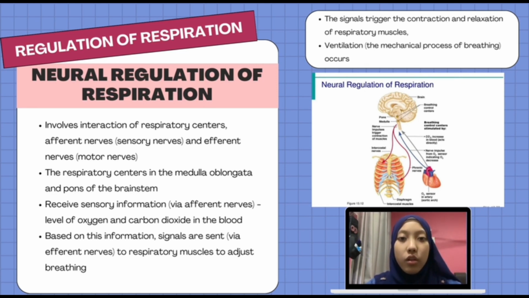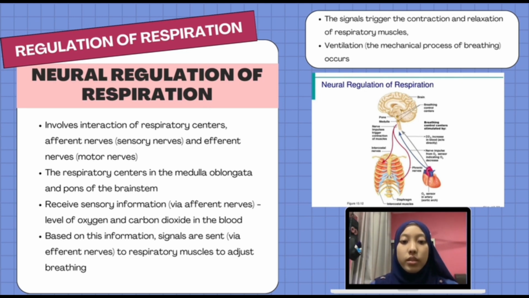The neural regulation of respiration involves the interaction between respiratory centers, afferent nerves, which are sensory nerves, and efferent nerves, which are motor nerves. Firstly, the respiratory centers are located in the medulla oblongata and pons of the brainstem. These centers receive sensory information via afferent nerves about the level of oxygen and carbon dioxide in the blood. Based on this information, signals are sent via efferent nerves to respiratory muscles to adjust breathing.